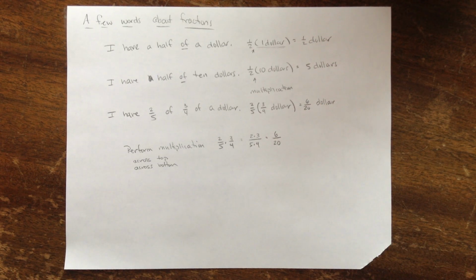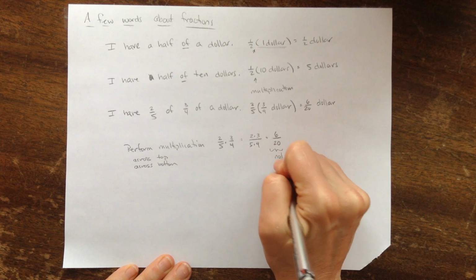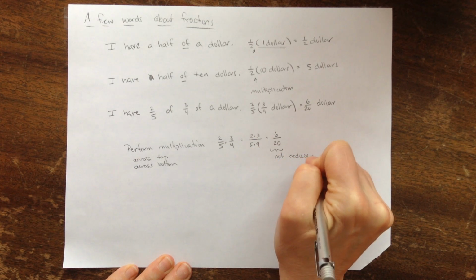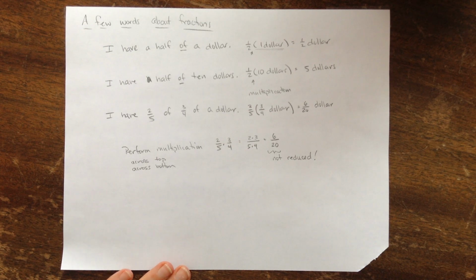Also not a tremendously informative number. 6/20 of a dollar. If you were in a store and they charged you 6/20 of a dollar, you probably wouldn't know how much money to give them without doing a little bit of arithmetic, at least in your head. So this is not a very nice number for a couple of reasons. The main reason is this fraction is what they call not reduced, meaning that there's another nicer way to write that fraction.